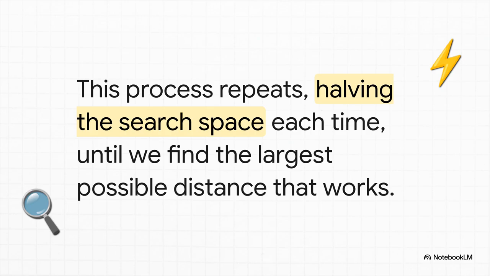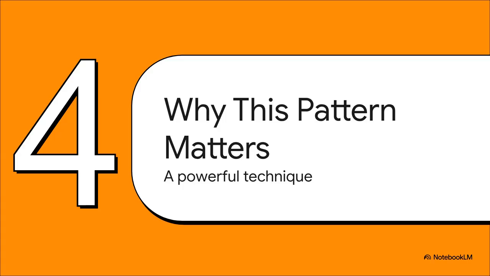And we just do it again. Our new range is 1 to 3. We check the middle, which is 2. Is a distance of 2 possible? Yes, it is. So 2 could be our answer. But maybe something even better exists, so we throw away everything below 2. With every single check, we cut our search space in half, letting us zero in on that largest possible yes answer incredibly fast.